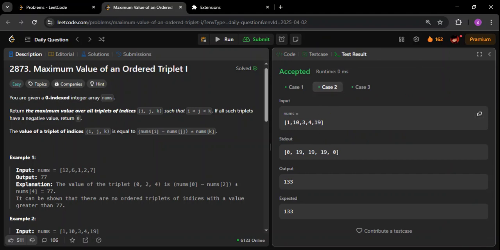For every index, let us say I am at index number j. From j plus one onwards till the last element, it will tell us which element is the highest. For example, in this case, we are at 10, so this is index number 2.